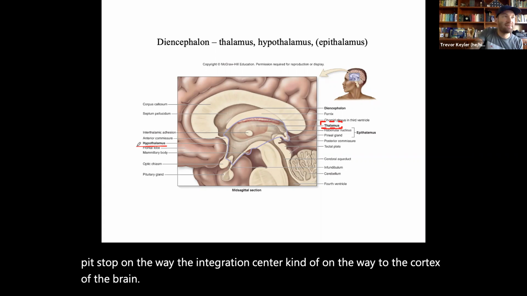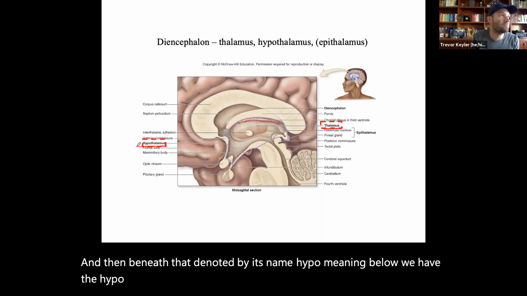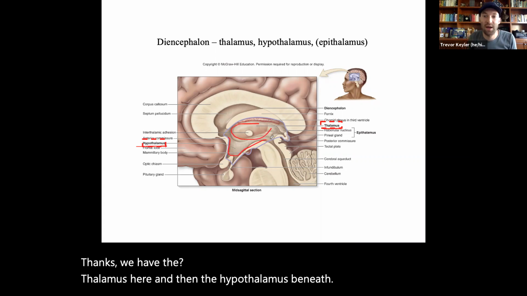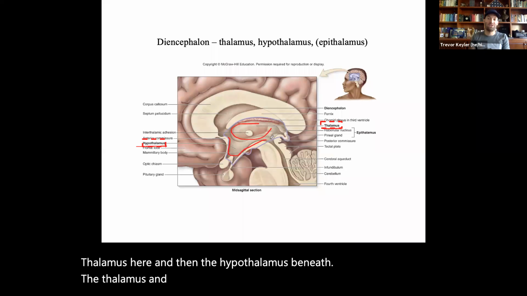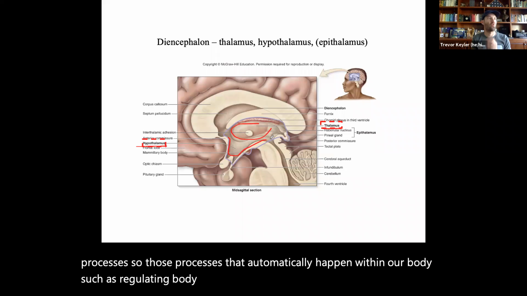And then beneath that, denoted by its name hypo, meaning below, we have the hypothalamus. So we have the thalamus here, and then the hypothalamus beneath the thalamus. And the hypothalamus is an integration center for autonomic processes, those processes that automatically happen within our body, such as regulating body temperature or thirst control center.